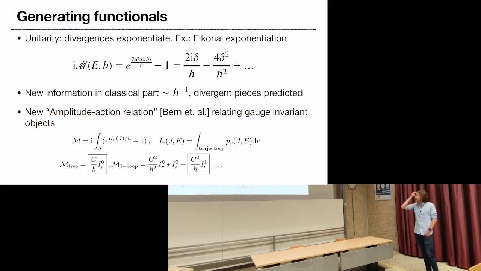There's another way to deal with the divergences, which is to resort to unitarity. The divergences should exponentiate, and one finds a phase which contains all the classical physics as well. I don't have time to discuss this here.